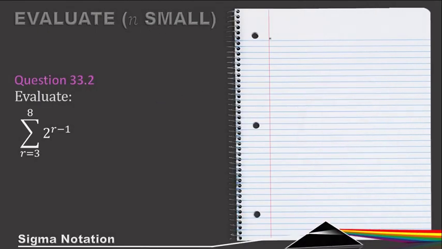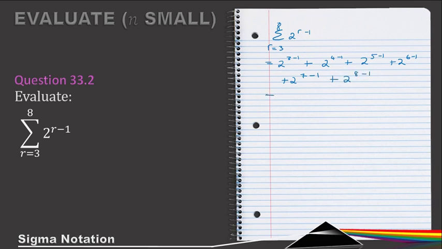Okay, 33.2. So we're evaluating the sum of 2 to the power of r minus 1, with r starting at 3 and ending at 8. And substituting in, I've got 2 to the power of 3 minus 1, then 2 to the power of 4 minus 1, 2 to the power of 5 minus 1, plus 2 to the power of 6 minus 1, plus 2 to the power of 7 minus 1, plus 2 to the power of 8 minus 1.